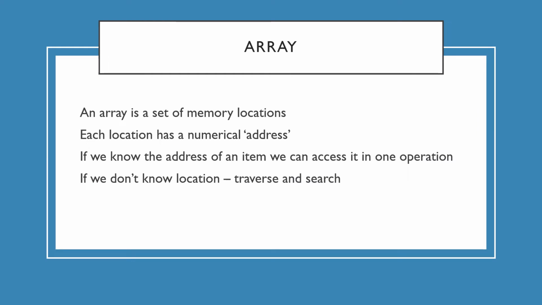As you know, the basic structure of the computer's memory is the array. An array is a set of memory locations, each of which has a numerical address. If you know the address of an item, you can access it in a single operation. But if you don't know the location, then you have to traverse the entire array to find the value that you want.